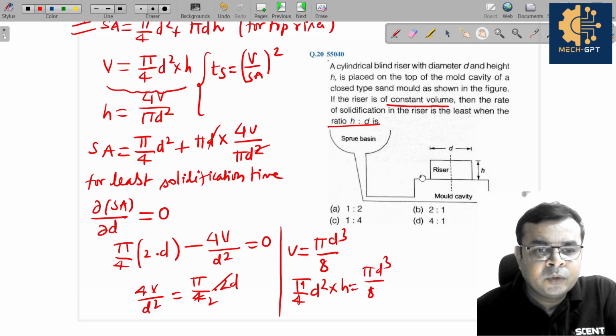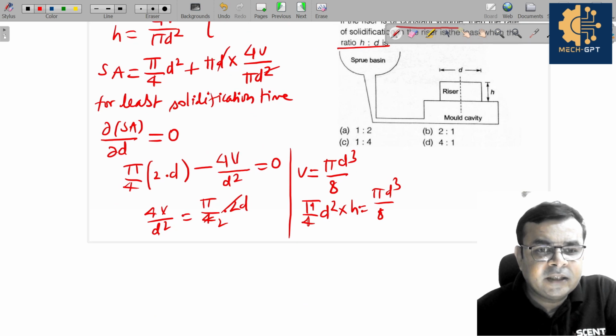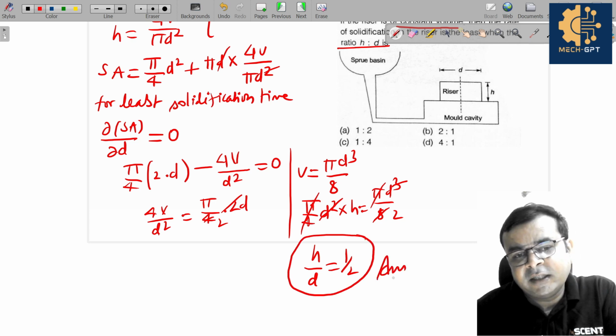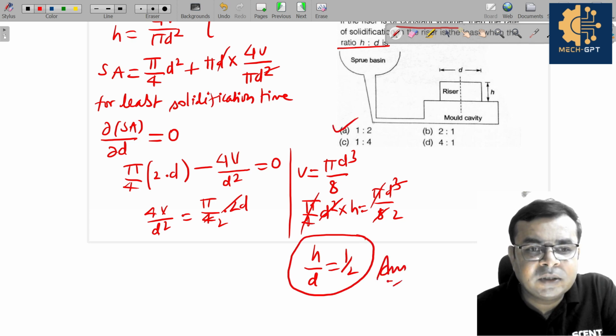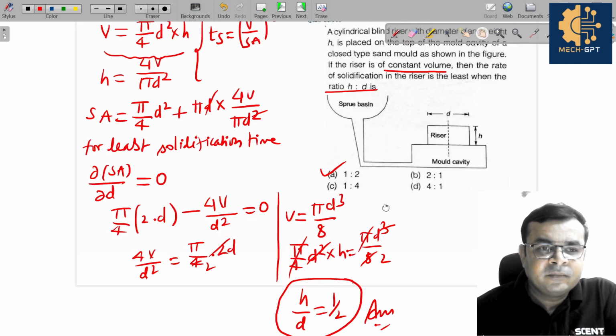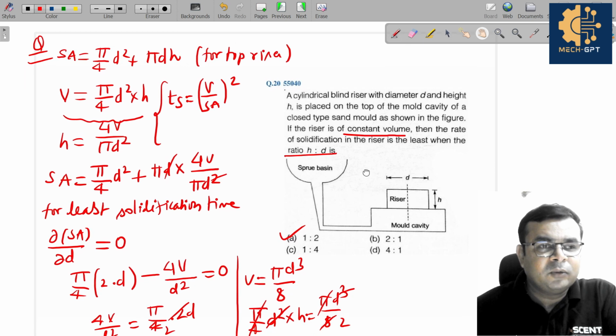Yes or no? Now if you simplify this, obviously this pi by 4 is cancelled out, and this is also cancelled out. Here we need to find the ratio of h by d. So simply, can I say h by d is nothing but 1 by 2. Correct? So this is the correct answer, 1 by 2. Yes, option A is the right one. So like this you can solve this question.